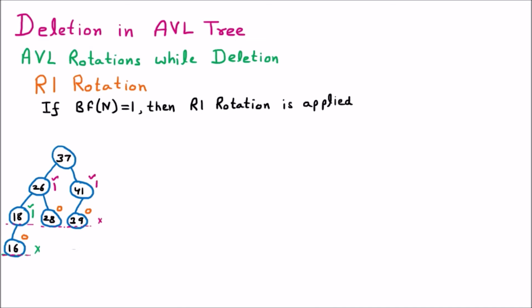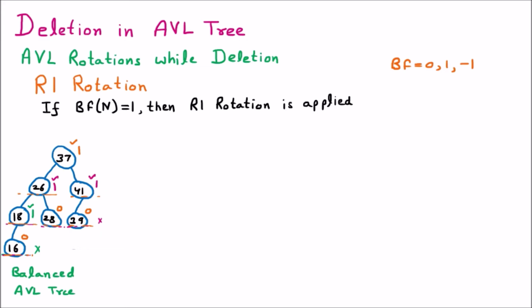Now find the balancing factor of 37. On the left hand side we have three levels, and on the right hand side we have two levels. So 3 minus 2 is 1. So the balancing factor of 37 is 1. Now we can see that all the nodes have balancing factor 1, 0 or minus 1, which is the criteria. That means if the balancing factor is 0, 1 or minus 1, then this is called an AVL tree, or a balanced AVL tree.